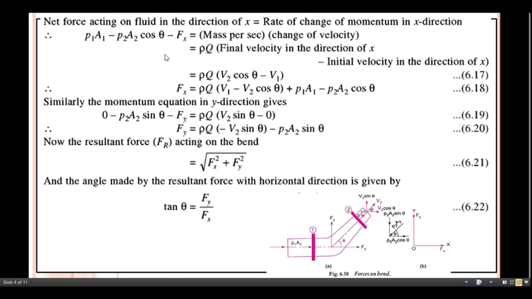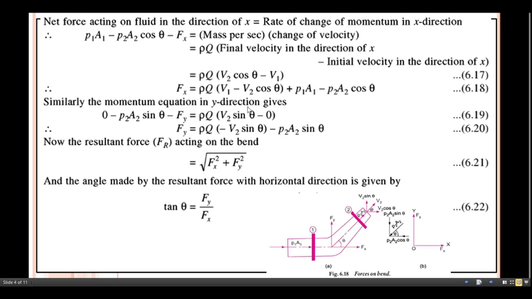Okay, so what about this Fx? If I keep this Fx towards one side and take the remaining terms towards the other side, then you get Fx. This term will remain as it is. If I take this towards the other side, then automatically the sign of this term changes. So ρQ(V1 − V2 cos θ). If I take this term towards the other side, you can get the relation this way, plus this term will remain as it is, P1A1 − P2A2 cos θ.